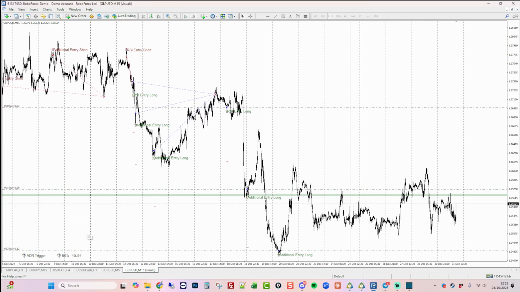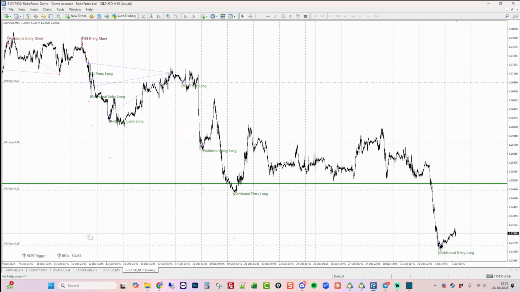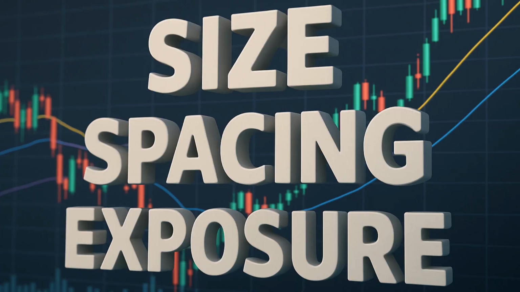In fact, the risk management is more strict, and it all comes down to 3 rules: size, spacing, and exposure. If you break any of these rules, you're basically just gambling. Follow all 3 and you're protected. So let's break them down one by one and have a look at them.